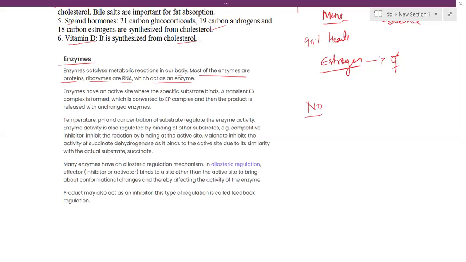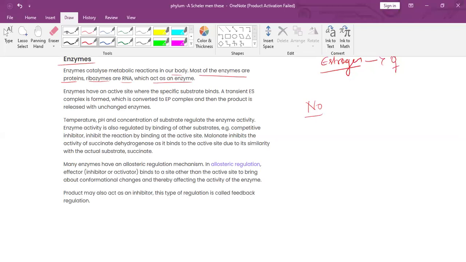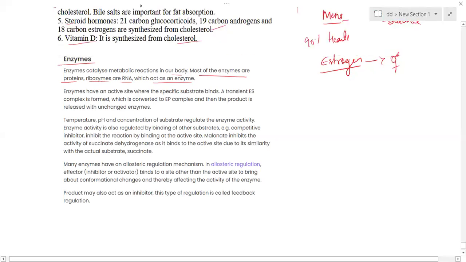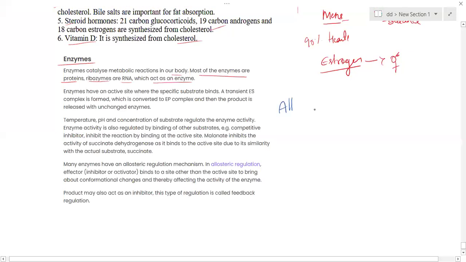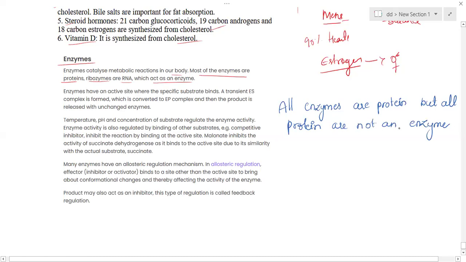Just a minute. I'll write it here once. Here, all enzymes are protein, but all proteins are not enzymes. Okay, this is very important. So all enzymes are proteins, but all proteins are not enzymes.